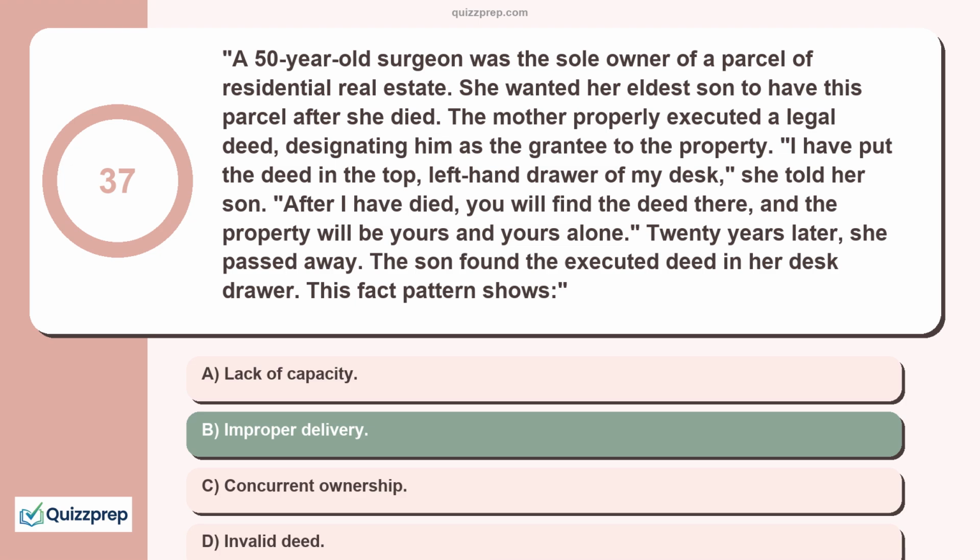C is incorrect. Concurrent ownership occurs when multiple people own the same parcel of real estate together. The fact pattern states that the surgeon was the sole owner of the property when she executed the deed, and wanted her son to be the sole owner of the property after she passed. D is incorrect. The test question states that the surgeon properly executed a legal deed.